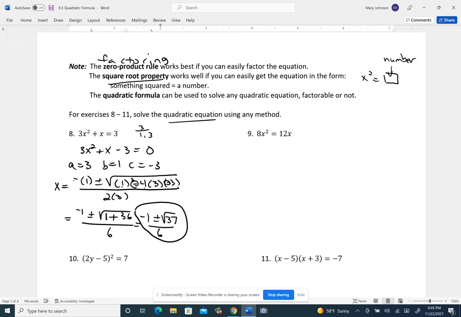Now, you might think number 9 is set up ready to take the square root of both sides, but you've got this extra little x over here. So that prevents you from using the square root method. So I would subtract the 12x to get it equal to 0. Now, you could use the quadratic formula, and let a equal 8, b equal -12, and c equal 0, because it's like you've got plus 0 there, and it would work. So if you wanted to, you could do that. But probably the most efficient thing is just to factor.